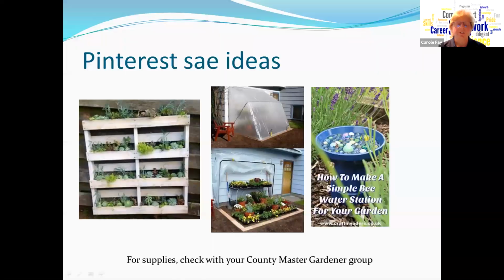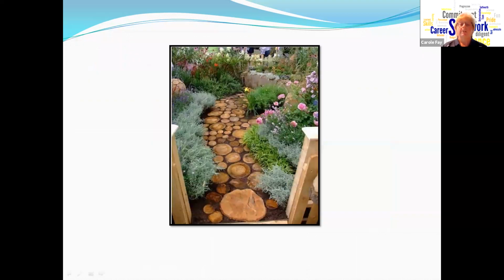Here's some more Pinterest SAE ideas. Pallets are cheap and easy to come by. They could do a pallet garden. And there's some other examples. You could do a simple bee water station for your garden. And then they could observe it. How many bees do they see? Like if they're observing it, I don't know, from 1 to 2 o'clock every afternoon, how many different bees do they see, or how many different butterflies do they see?